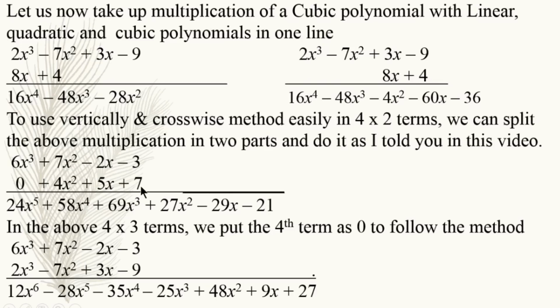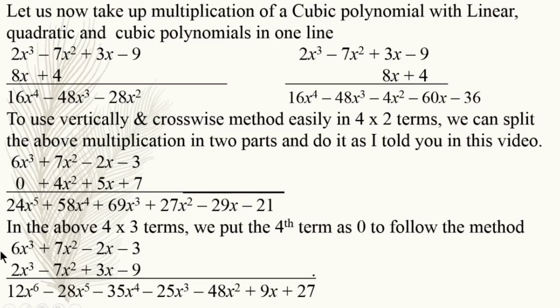Then we have to cross multiply these. So 7 into 7 is 49x squared minus 12x squared. 49 minus 12 is 37. And vertically multiply these. 5 into 2 is minus 10. So we get 27x squared. And then we cross multiply these. So minus 14 minus 15 is minus 29x. And then we vertically multiply. 7 into 3 is minus 21.